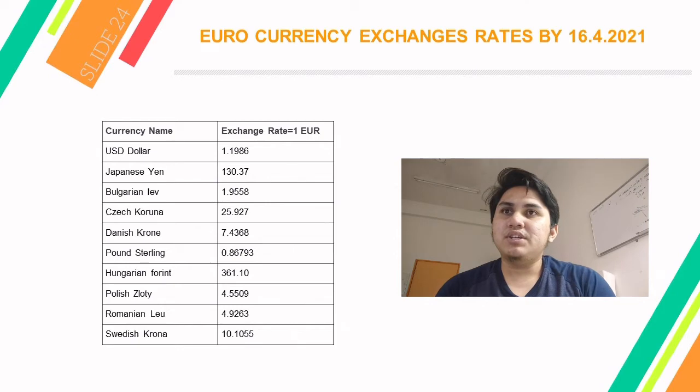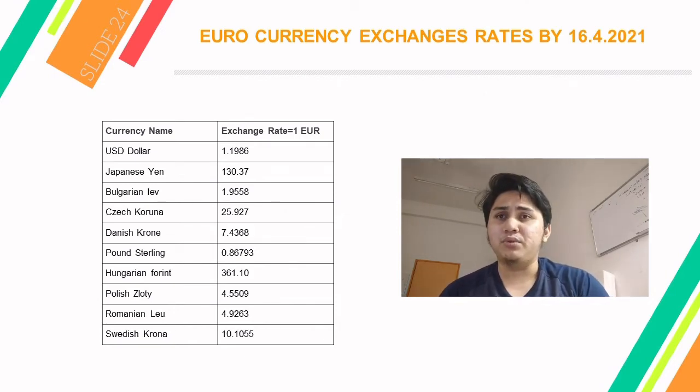There are euro currency exchange rates by 16 April 2021. For 1 euro, you need 1.1986 US dollar to convert for 1 euro.